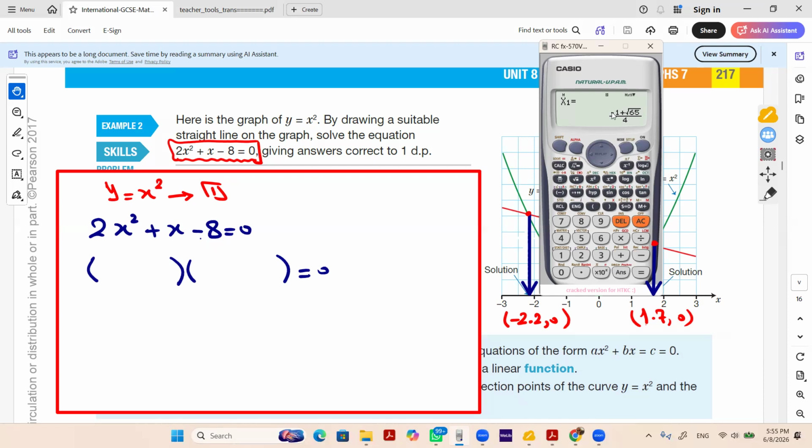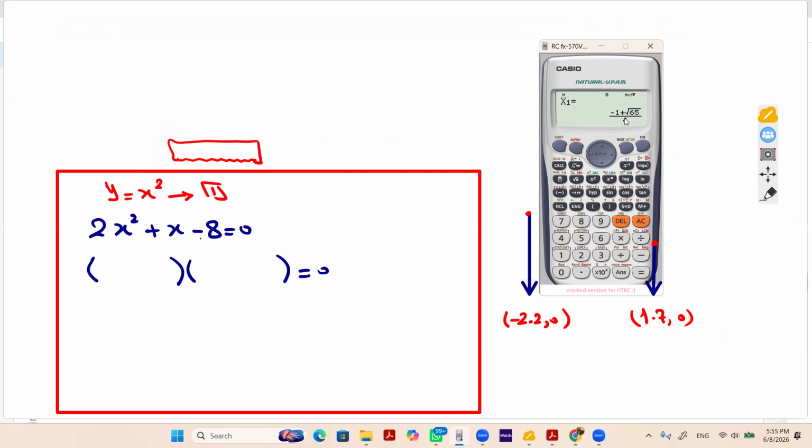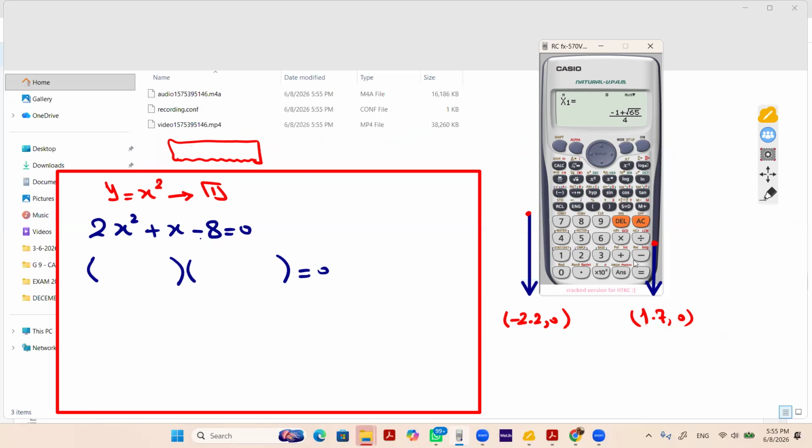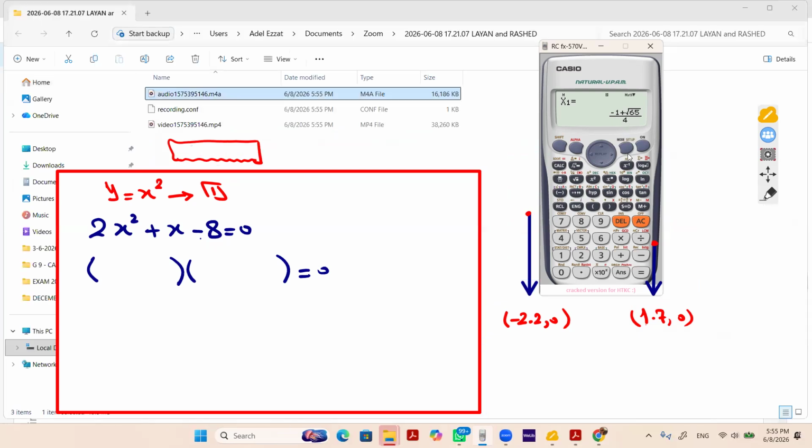Write this number, Rashed and Lian: -1 plus root 65 over 4. And the second one, -1 minus root 65 over 4. If we want to represent it as a decimal, just press SD. It will be -2.26, which means -2.3 as we wrote it here. Okay?